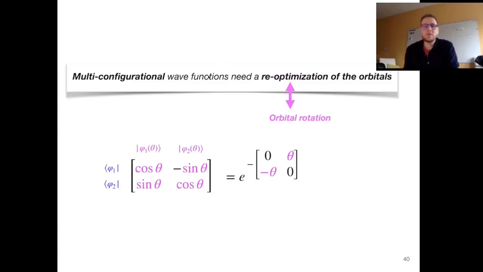So it looks like we are making things more complicated than they are, but you will realize later on that this is actually super convenient to optimize the orbitals, okay? But let's just assume that, okay, why not? So what does it mean?